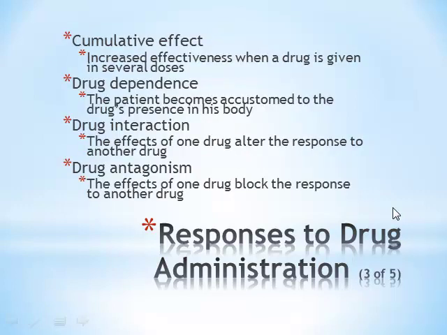Cumulative, increased effectiveness when a drug is given in several doses, so as the dosages are given, then we have it increasing. And then drug dependence is the body physiologically responds and becomes dependent on it. Interaction is one drug will alter the response of another drug, and then antagonism is one drug that blocks the response of another drug. So think about something such as Narcan that blocks the response to narcotic or opiate medication.